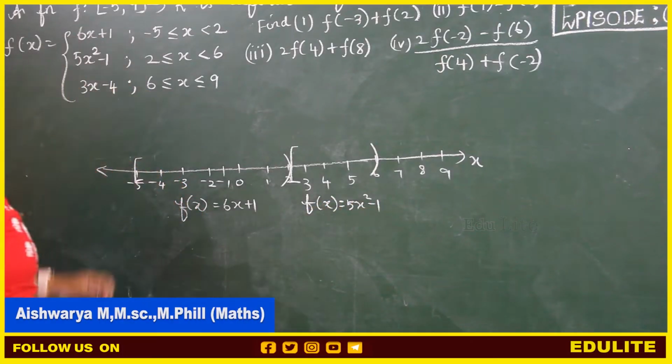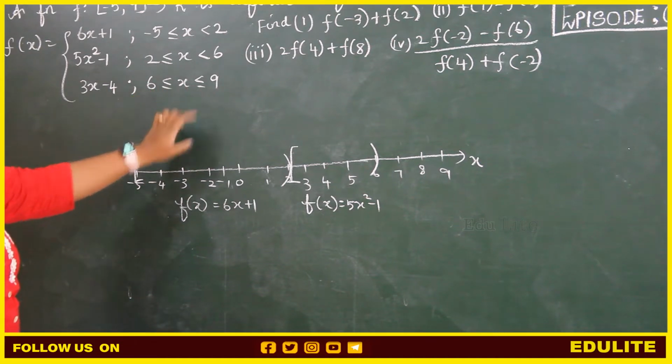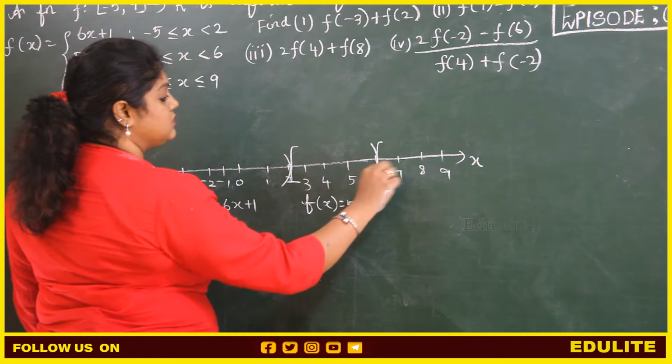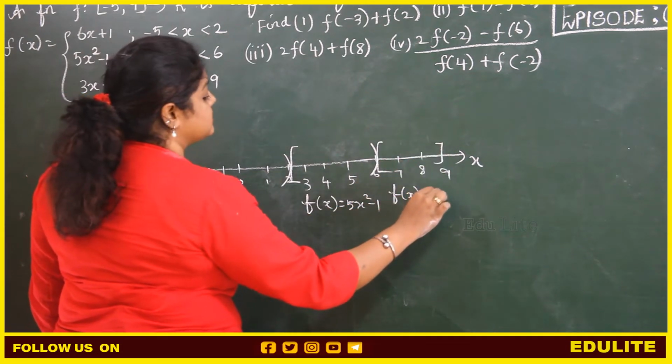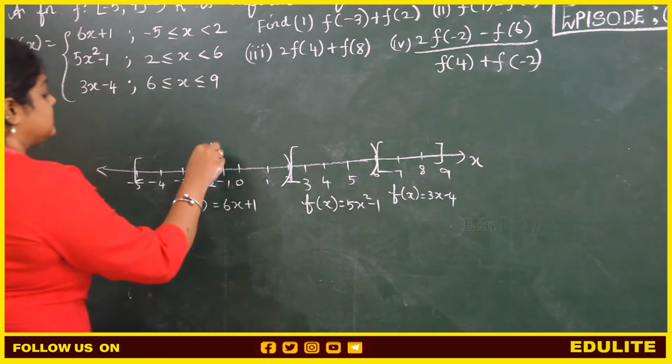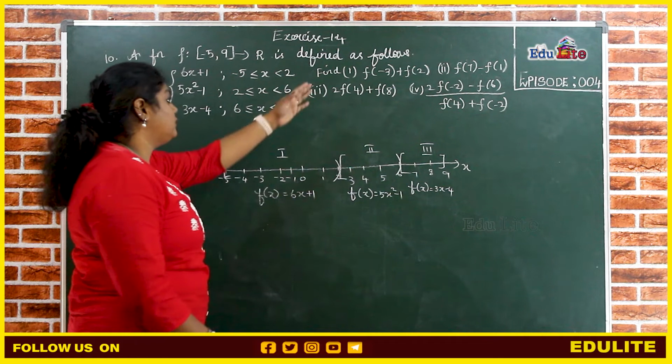And the third option is x varies between 6 and 9. 6 is also included, 9 is also included, both sides will use closed brackets, whereas the f of x value for this is 3x minus 4. So, this we will consider as first interval, second interval and third interval. Now, we will find out one by one.